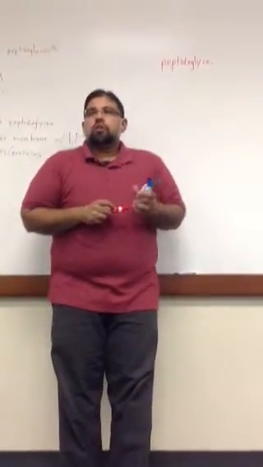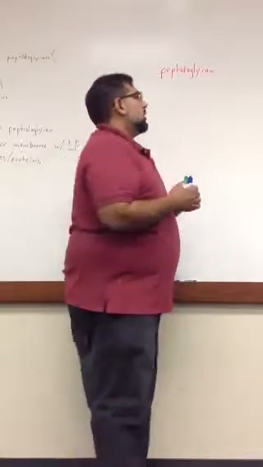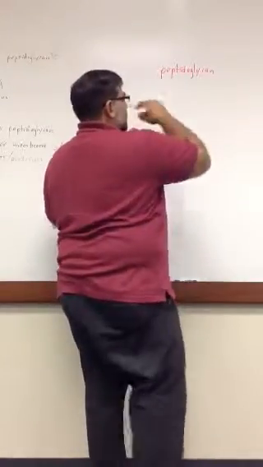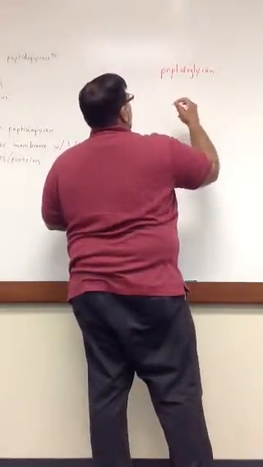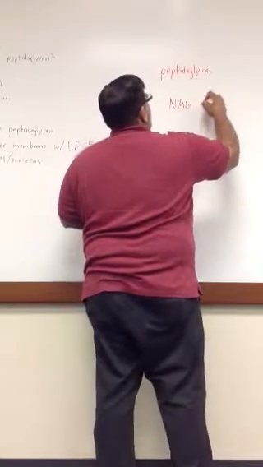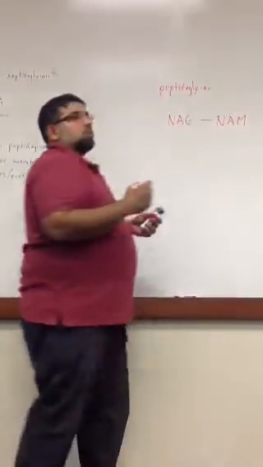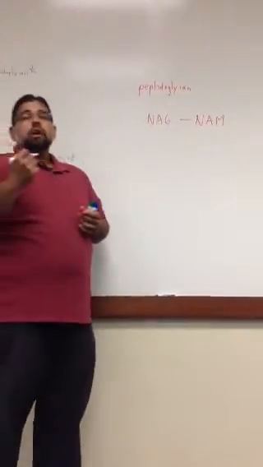Long strands of sugars, and how are those strands connected? By short peptides. And so, as we build our long strand of sugars, what are the two sugars that make my long strand? NAG and NAM. And where do these sugars come from? They're actually derivatives of glucose. And how are they connected?